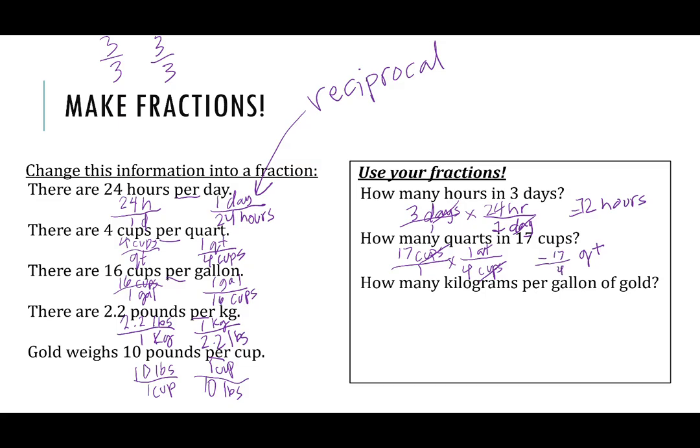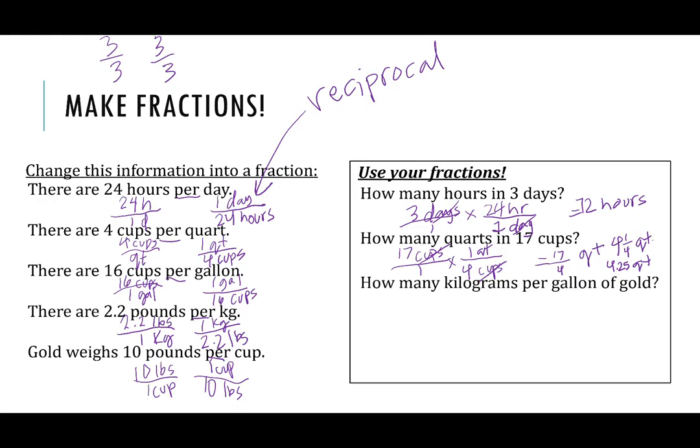Of course, you can leave that as an improper fraction, 17/4 of a quart, or you can write it as a mixed number or a decimal. So as a mixed number, it'd be 4 1/4 of a quart, or 4.25 of a quart.